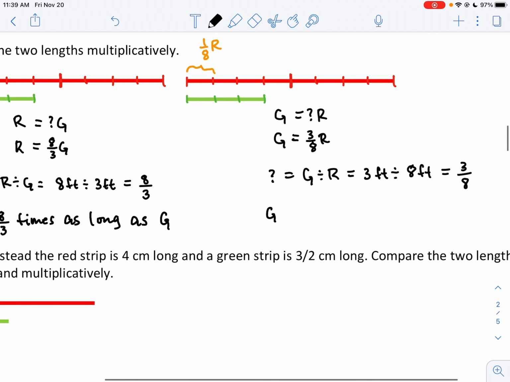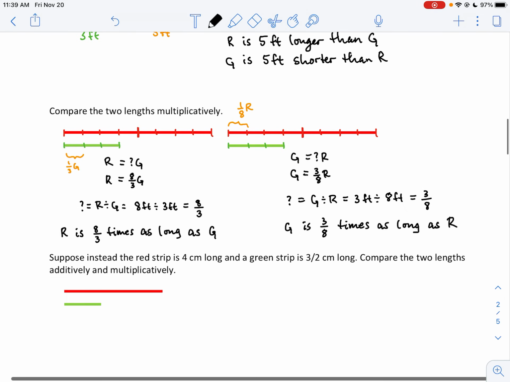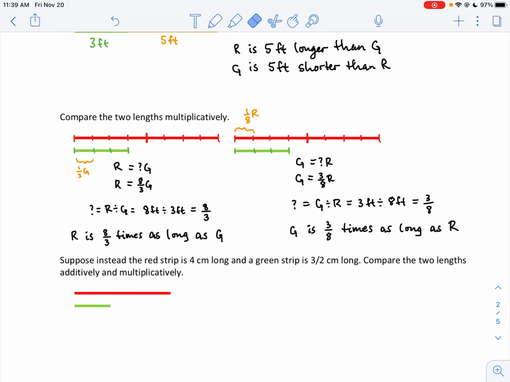And over here we would say that the green is 3/8 times as long as the red. And again, don't say times longer. That can be a confusing way to say it.